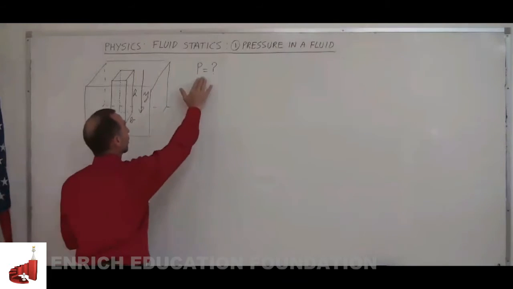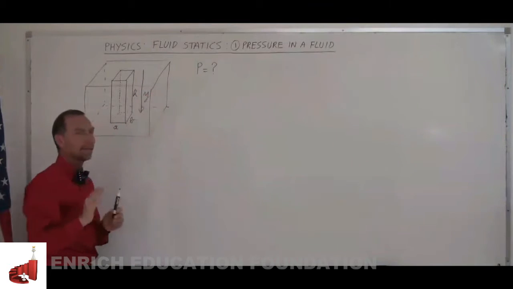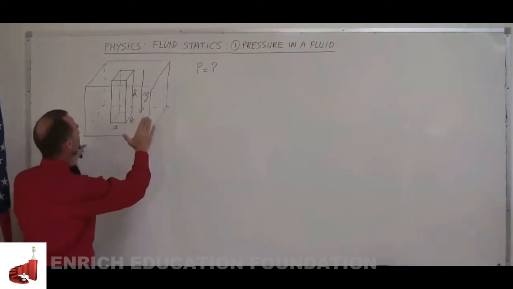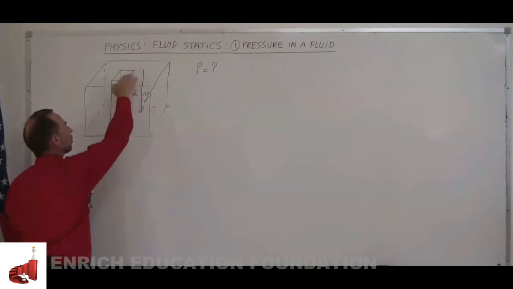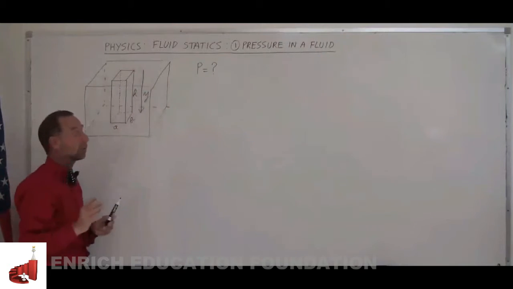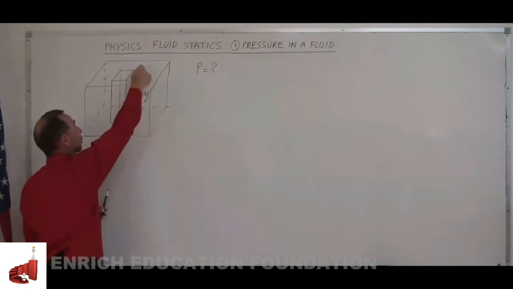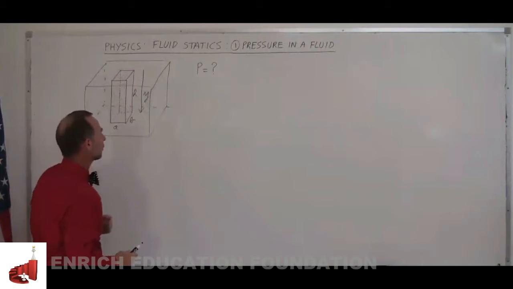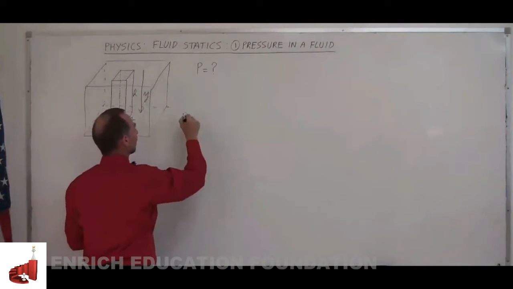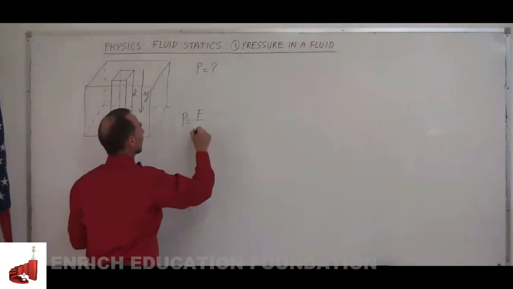So we're trying to find the pressure somewhere in the fluid, and to make it easy, here we have kind of like a pool. We want to know what the pressure is at the bottom of the pool at a depth of h below the surface. And in fluid statics, we always think about downward as the positive y direction. So the deeper you go, the greater the value for y. And of course, the definition of pressure is equal to the force divided by the area.